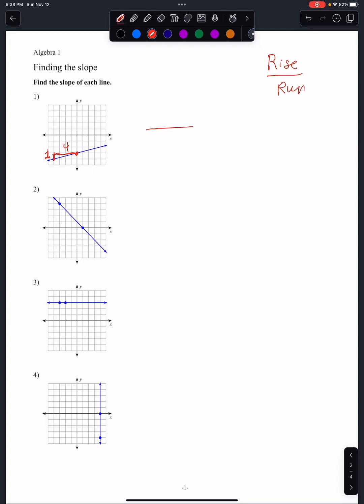So your slope is your rise. You went up 1 and you went over 4. So that is your slope, 1 over 4.